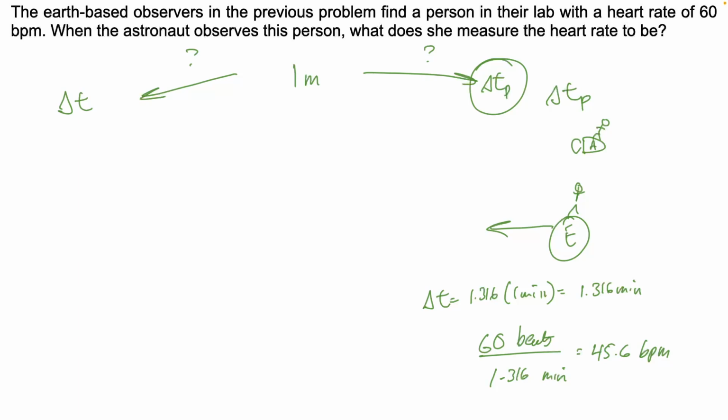For this one, the dilated time is the 1.316. Proper time is 1 minute, 60 beats per minute. Oh, okay.